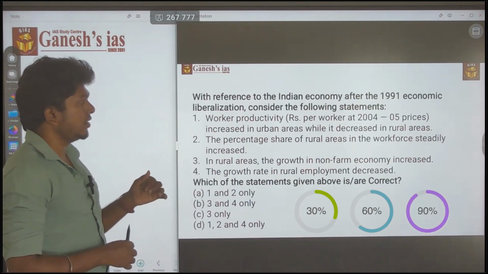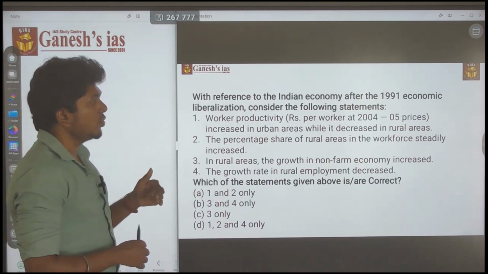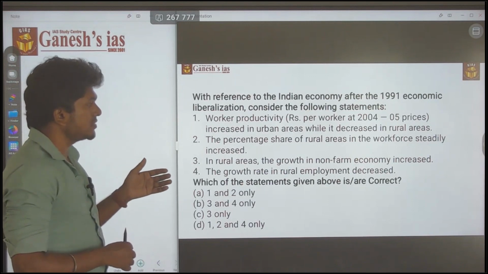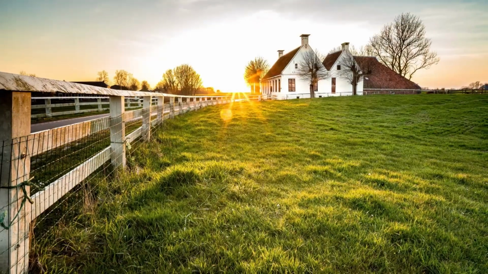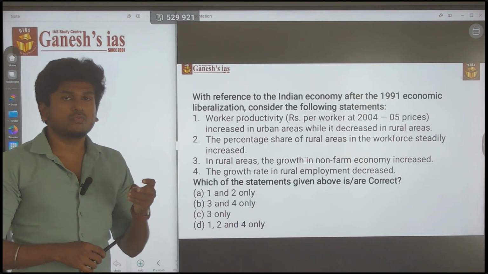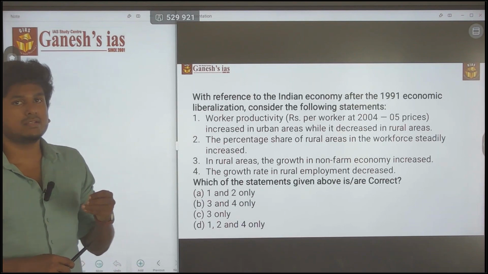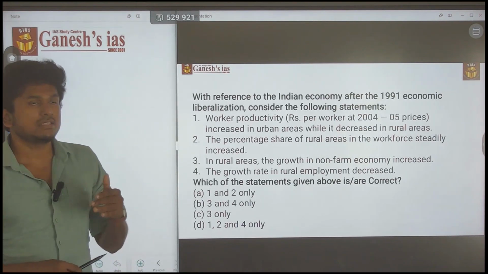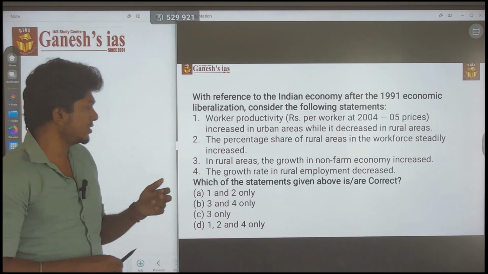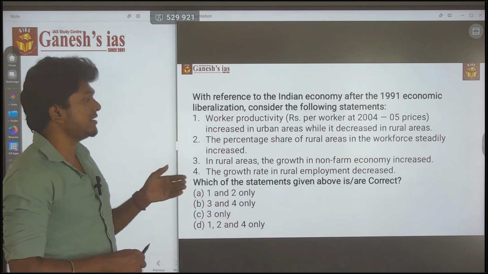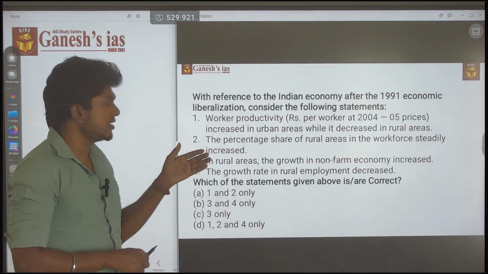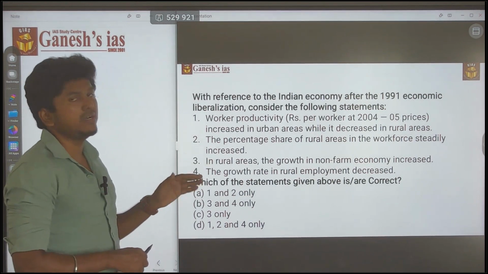The percentage share of the rural area in the workforce steadily increased. What the statement means is that the share of people in the workforce in the rural area has steadily increased. That is what the second statement is saying. Now focus on the fourth statement: the growth rate in rural employment decreased. The second statement says the workforce increased, while the fourth says the growth rate in rural employment decreased.